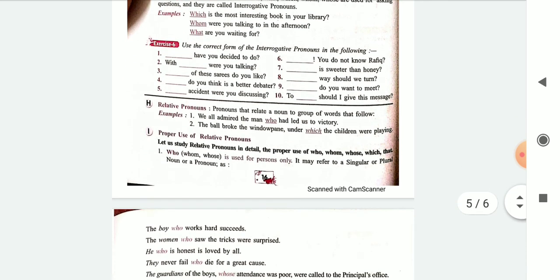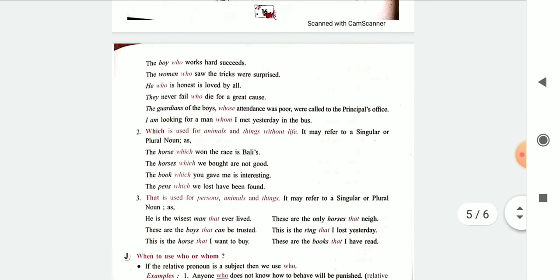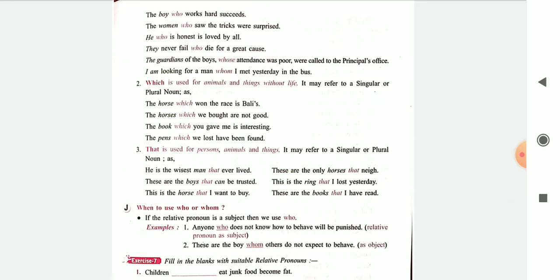Then we have relative pronoun. Same way, relative pronouns have the same words who and which, but these words are used to join the sentence in a correct way. They are called relative. Two sentences are used or they are connected using the relative pronoun. So words like who, whose, whom, which, that are used for joining the words correctly.